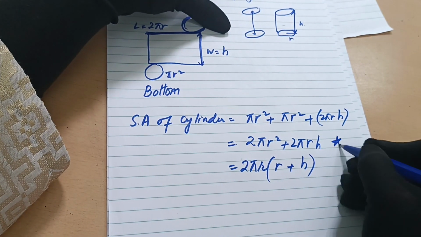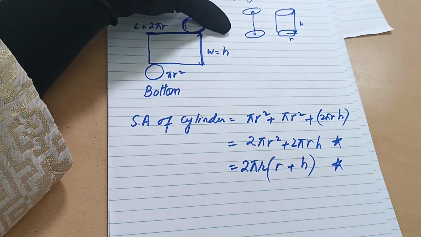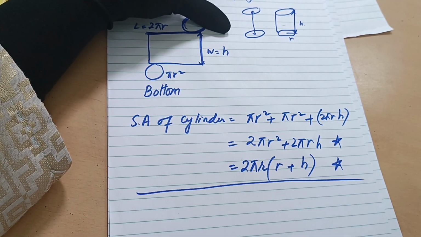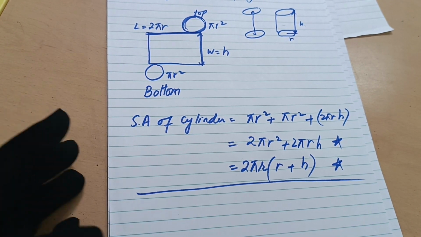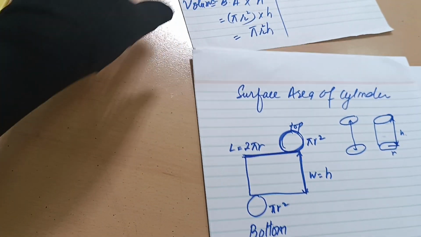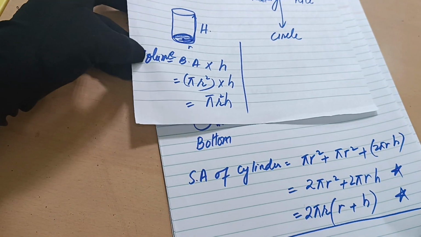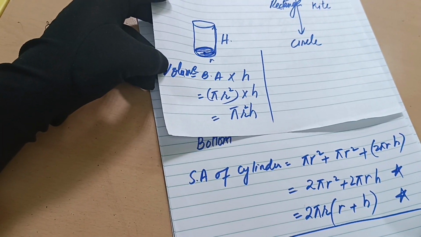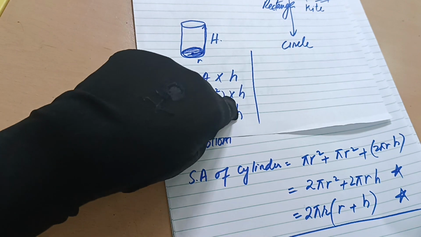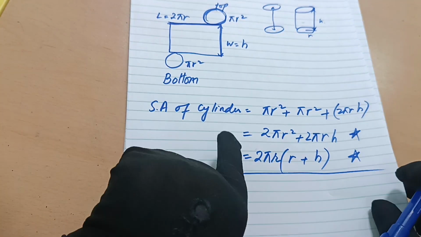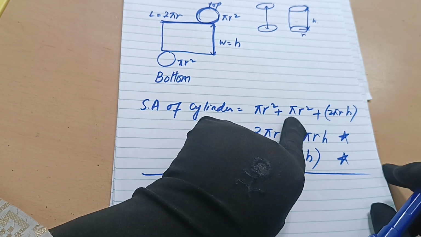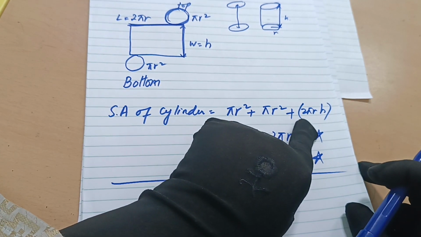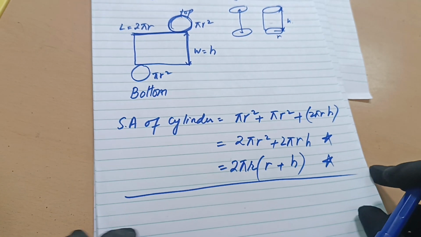So you can use this formula or you can use this formula, both are easy to use, as you feel convenient. So hence the volume of the cylinder will be base area into height, base area pi r square into h. Surface area of the cylinder, top circle, bottom circle, pi r square each, and curved area 2 pi r h.